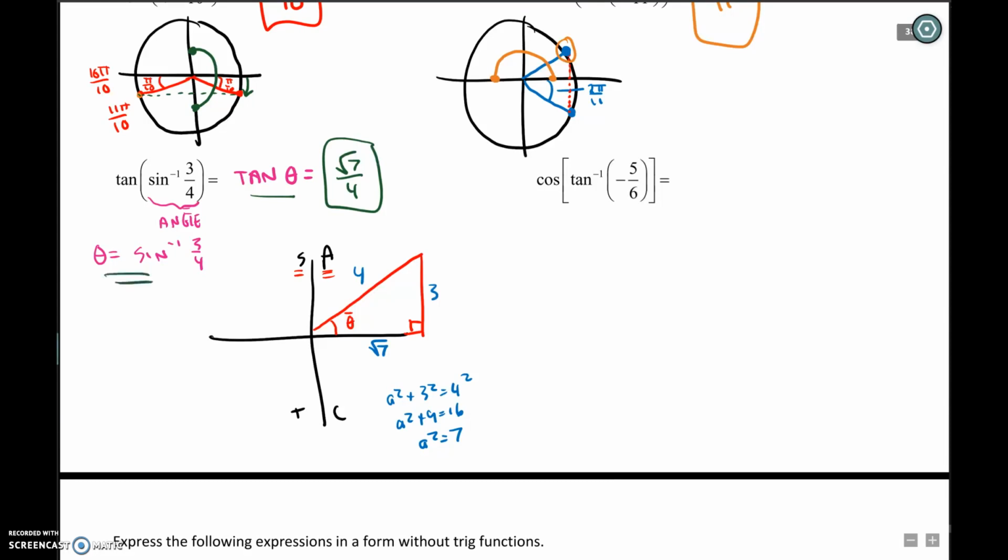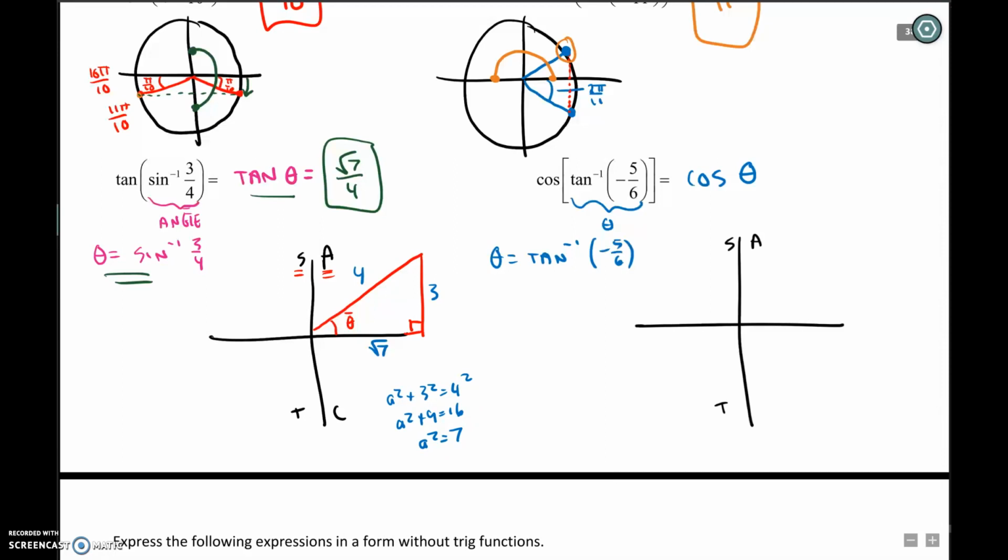All right, so this is an angle. We'll call it theta. So theta is the arc tangent of -5/6. I just need to take the cosine of that angle. Okay? So let's figure out where that angle is. All students take calculus. The tangent ratio is negative. So it can't be in this quadrant and it can't be in that quadrant. It's got to be in one of these two quadrants.